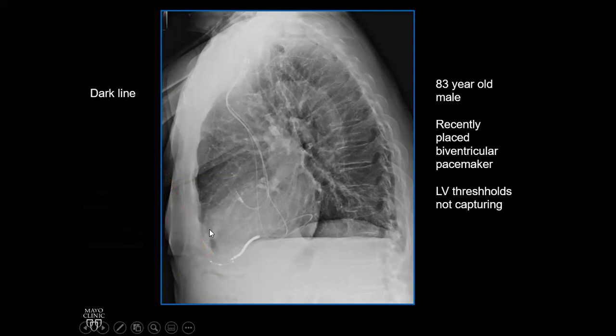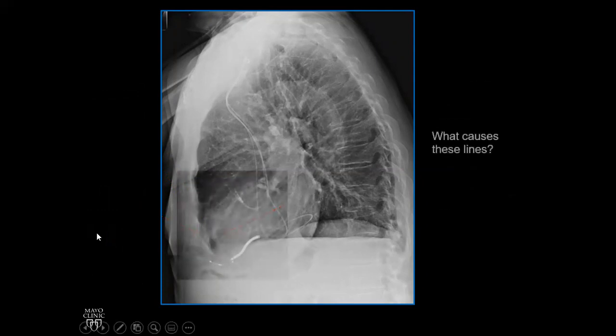Now notice this dark line here, right there. We have white on one side of it, white on the other, and there's a dark line in between. What causes these lines? Let's look at the CT scan. We have this non-contrast CT scan, and we're going to peel away, and what do we see? We see this pacemaker lead here, the one that was down at the tip that's supposed to be in an epicardial vein, is in the pericardial space.